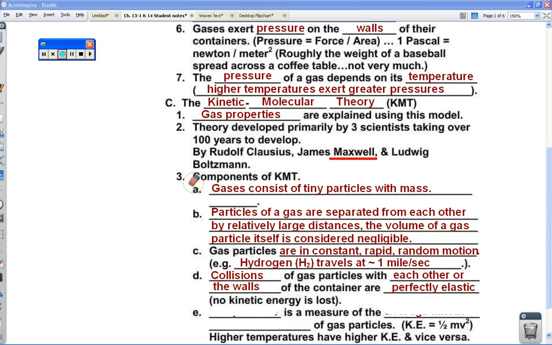Okay, as per the demonstration, a perfectly elastic collision is a happy ball collision, and no kinetic energy is lost. All the particles bounce off of each other, keeping all of the energy that they had when they started.